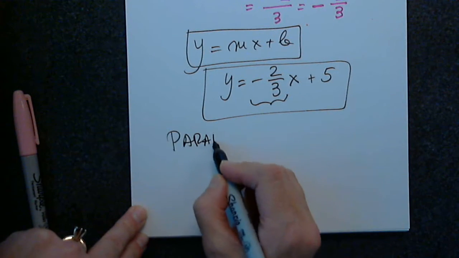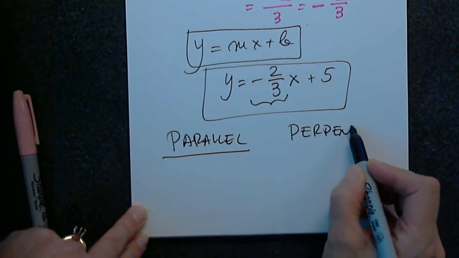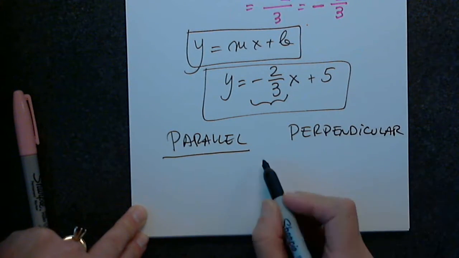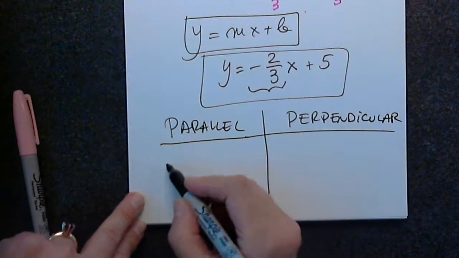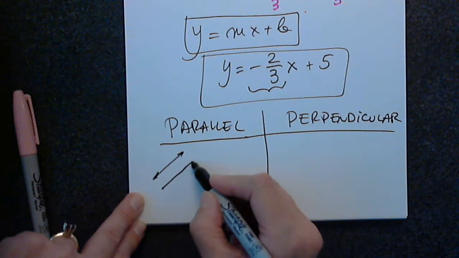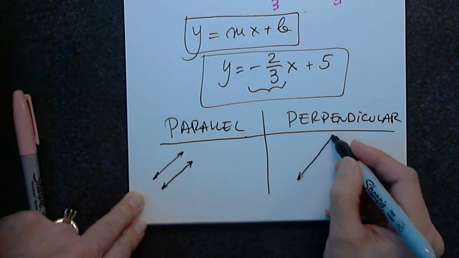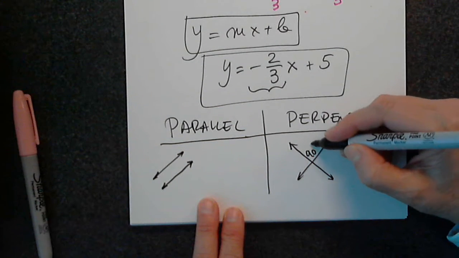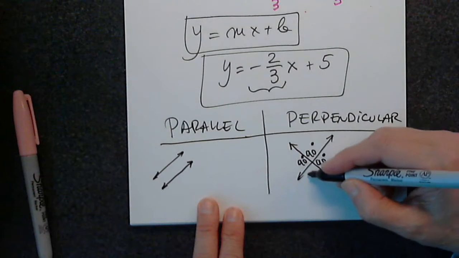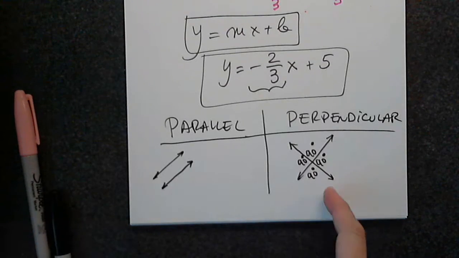Parallel and perpendicular lines. Parallel lines will look like this. Perpendicular lines will look like this, with 4 90-degree angles. So the first two are parallel, the second set of pairs, that set is perpendicular.